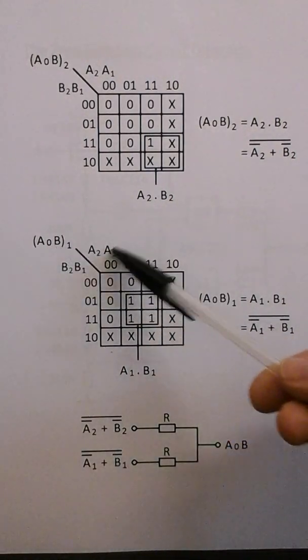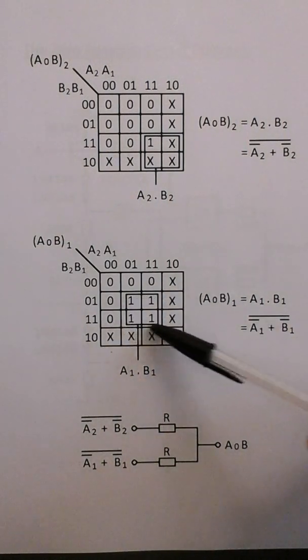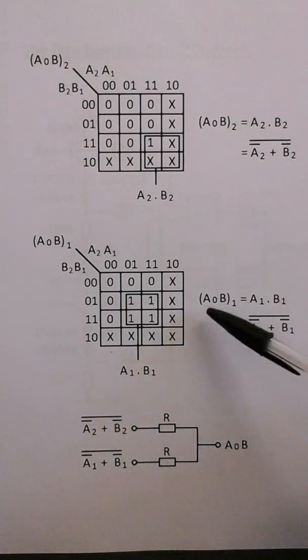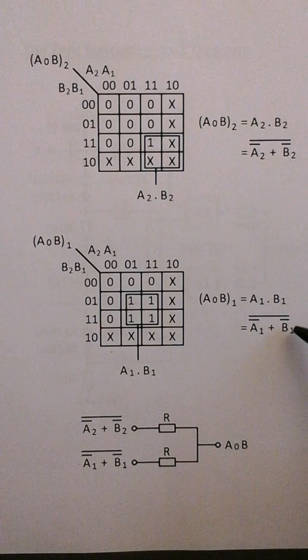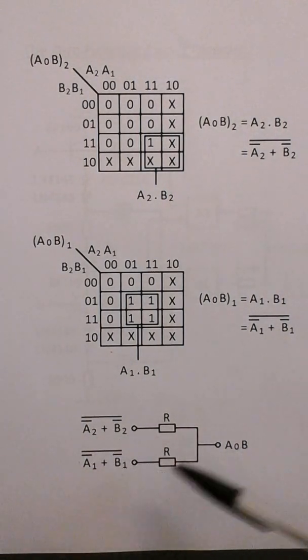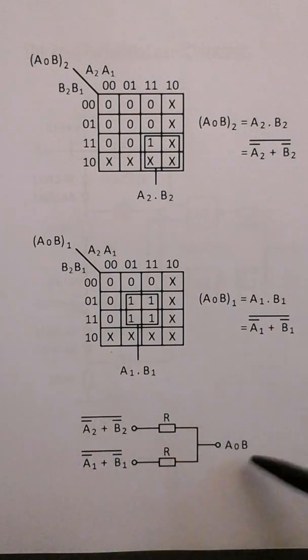Here for A0, B1, again we have the can't happen states here for A and B, and we're looping this group of 1s here, and that is A1 and B1. So A0, B1 is A1 and B1. I'm going to use De Morgan's theorem to change that into a NOR function, so that's not A1, NOR not B1. So here we have F2 here, F1 here, and A0, B here. These are the binary inputs, this is the ternary outputs.